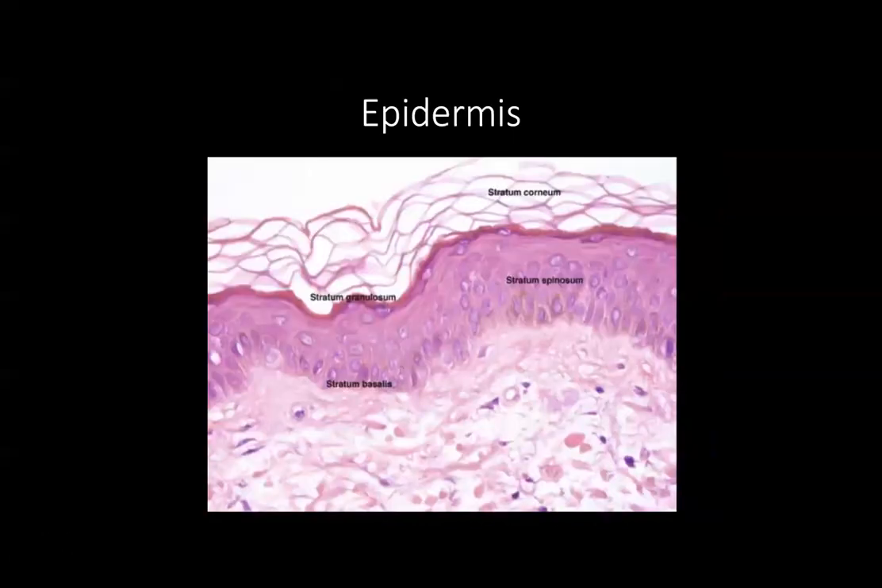So let's take a closer look at the epidermis here. The top layer is the stratum corneum. It's composed of essentially anucleate, or dead, keratinocytes. It forms that first external barrier and prevents a lot of external substances from crossing into the epidermis or the dermis.